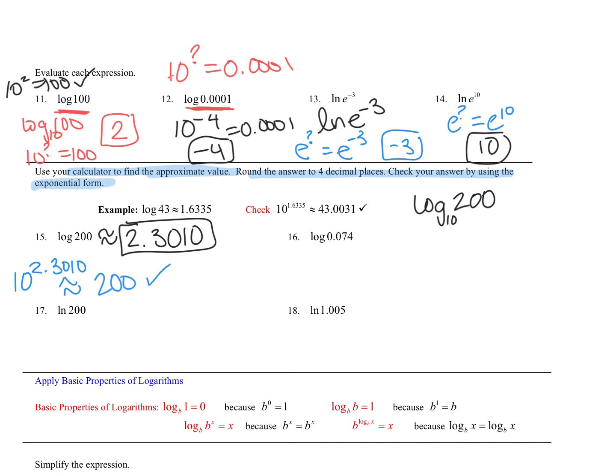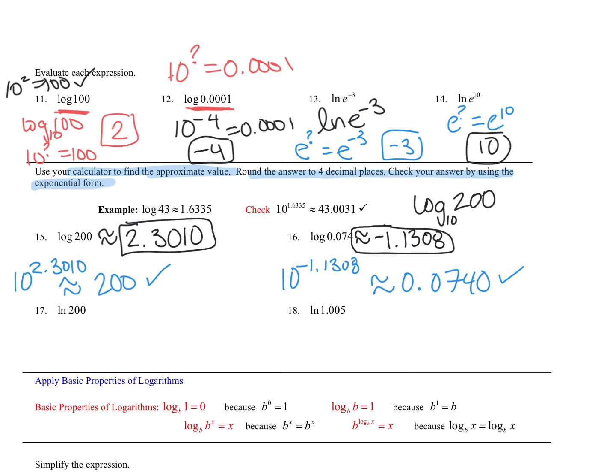Okay, now let's try number 16. The log of 0.074, when I type it into my calculator, I get approximately negative 1.1308. And to check, which I'll do in blue again, 10 raised to negative 1.1308 should be approximately, it's approximate because we rounded, 0.0740. Check.